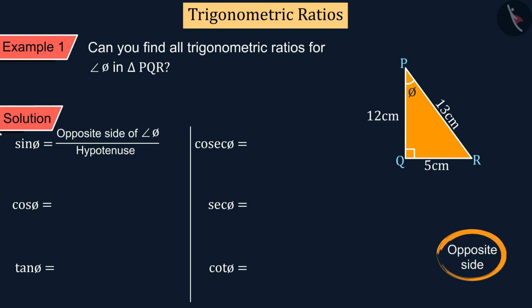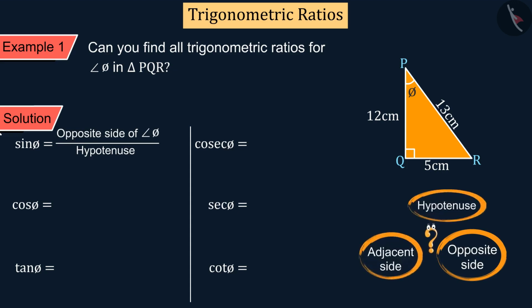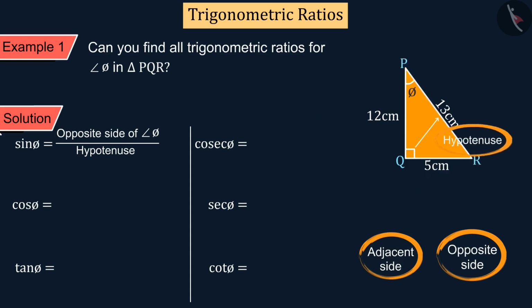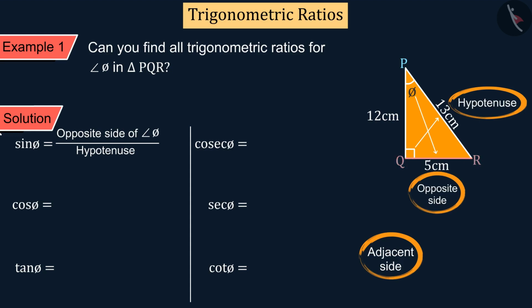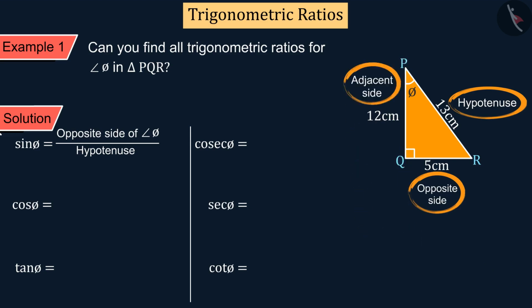Can you tell the opposite side, the adjacent side, and the hypotenuse for the angle phi in the triangle PQR? Very good! The side in front of right angle is hypotenuse PQ. The side in front of angle phi is opposite side QR and the remaining side PQ is the adjacent side.